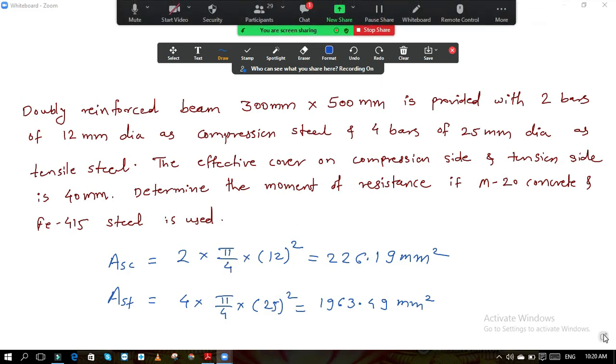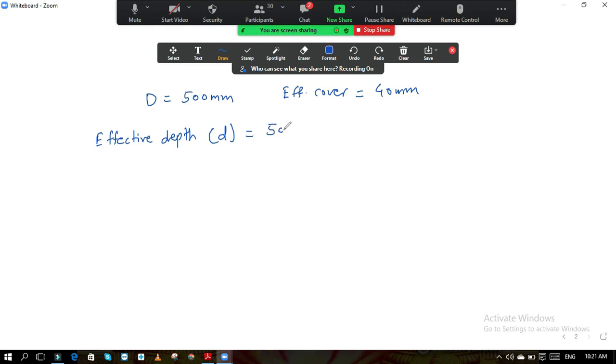Now we will move further. We will calculate the xu max by d ratio, but we know that capital D is 500 mm, and the effective cover on both sides is given as 40 mm. Now what will be our effective depth? Small d is equal to 500 minus 40, that is the effective cover. So it will be 460 mm.